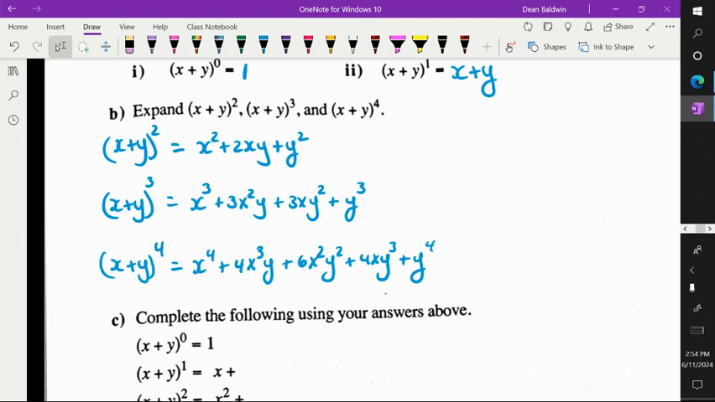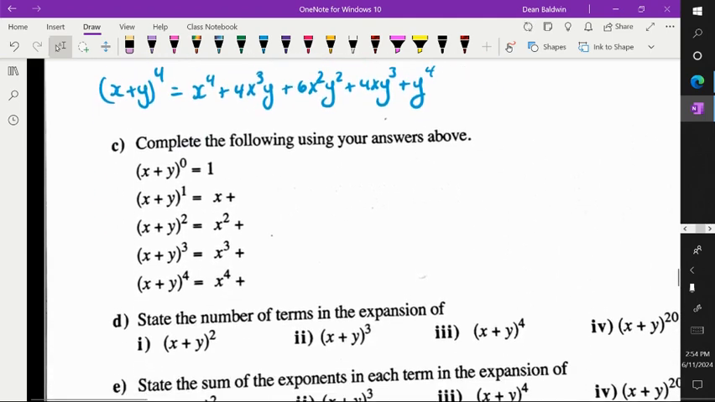Does anybody see anything else? The powers of x decrease and the powers of y increase. You look at the exponents. X to the 4, x to the 3, x to the 2, x to the 1, x to the 0. So the x decreases in power, the y increases in power. If you add the exponents on each one, what do you get? 4. That number, the degree. Okay.